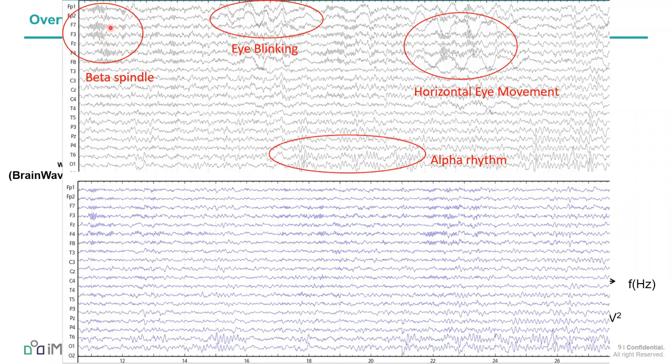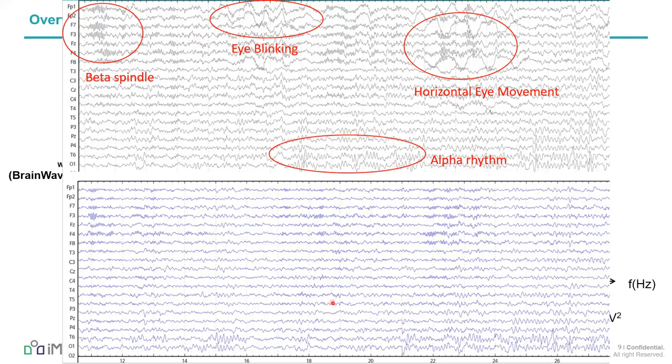A beta oscillation comparable to the alpha oscillation in amplitude is usually abnormal. In this case, you can see the beta wave. This is eye blinking. Usually eye blinking makes slow waves in the prefrontal electrodes, and horizontal eye movement also makes a kind of slow wave in a different direction. This kind of eye movement should be removed, should be cleaned before making the FFT analysis.